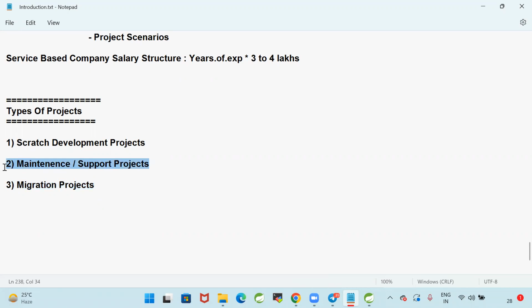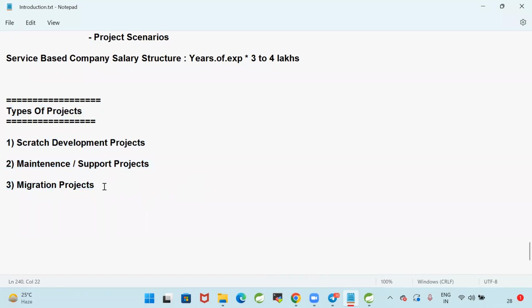Maintenance projects also will be available in the company. Scratch development projects also will be available in the company. So in tomorrow's session, we are going to understand what is this scratch development and what kind of work will be there in the scratch development project, and what is a maintenance project, what kind of tasks will be given to you in the company if you are a part of this maintenance project, and if you are part of the migration project, what kind of tasks will be given to you.